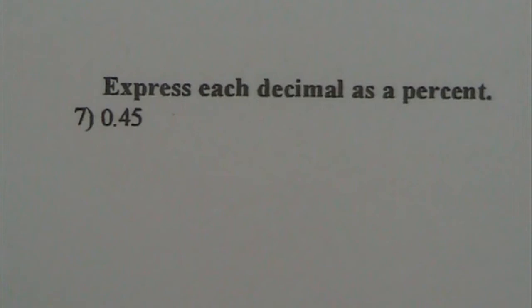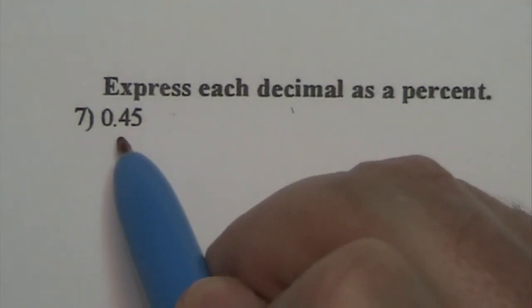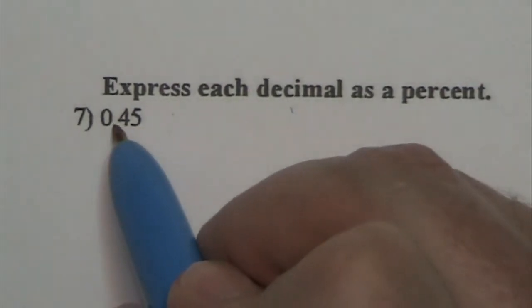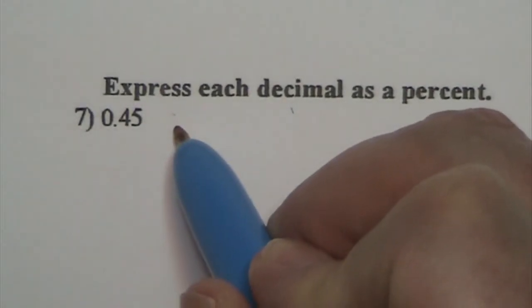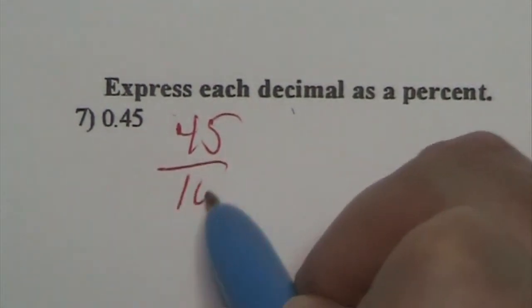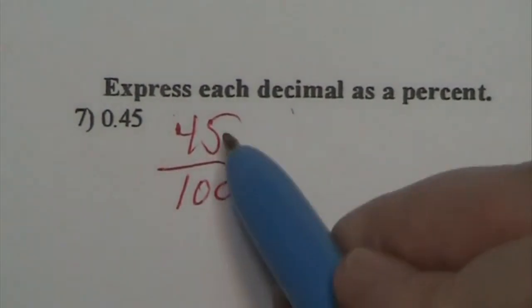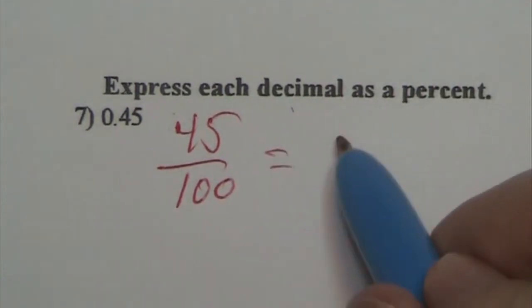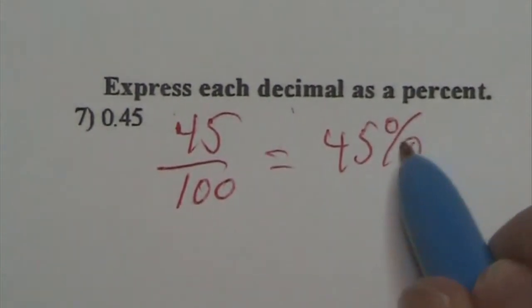Okay, number 7, write the decimal as a percent. Okay, well let's see. All we have to do, now there's a couple of ways of doing this. 0.45 is the same thing as 45 hundredths. Now wait a minute, anything over 100, that's the percent. So it's like 45%.